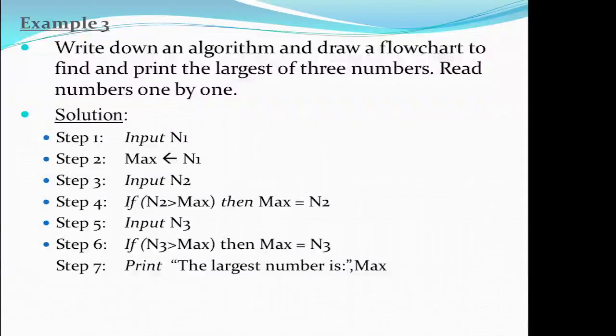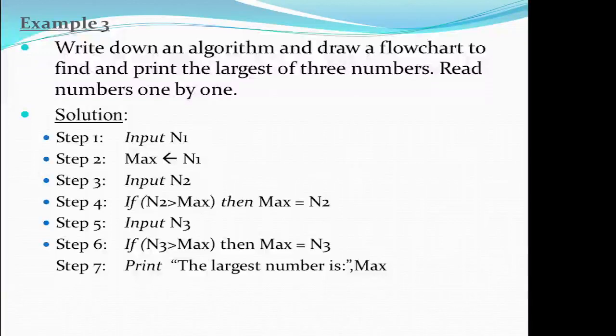First of all, step 1: we will take the first number from the user, input n1. Then by default let us say max is equal to n1. The first number is the maximum number, that is how we think. In a data structure and algorithms course you will see this well: always the first number is the maximum. Max is equal to the first number that the user entered. Okay, step 3: please enter the second number.